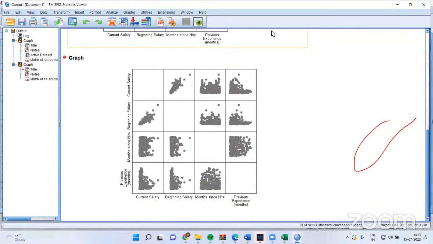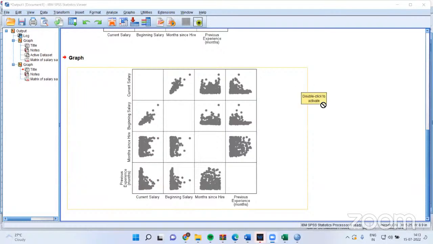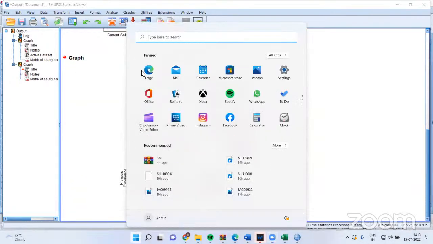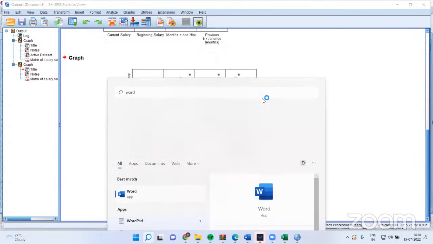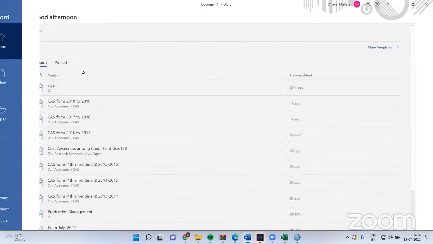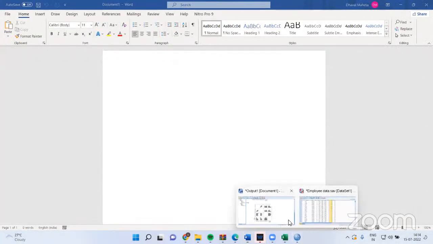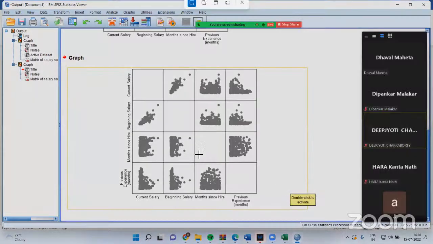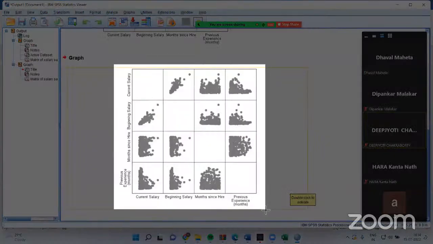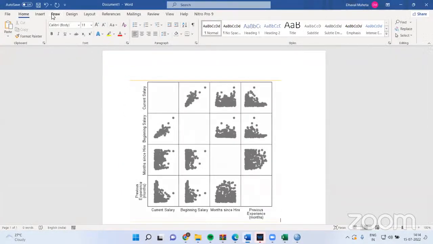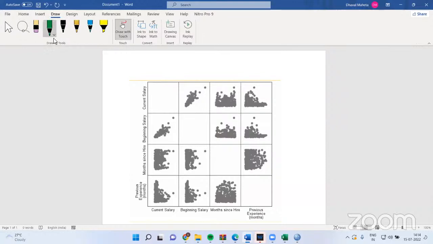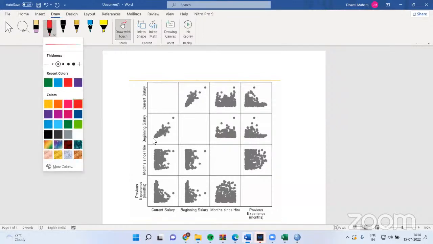I request others to please not annotate. Don't do the annotation. Now let me take this chart onto a Word file to explain what type of interpretation can be done from this chart. Okay, see all of you. Control Shift. Just see this.